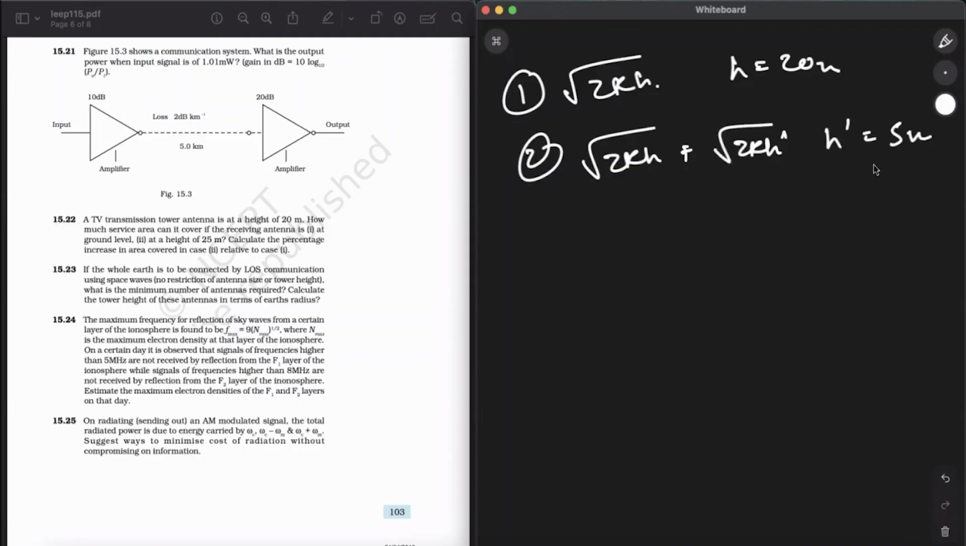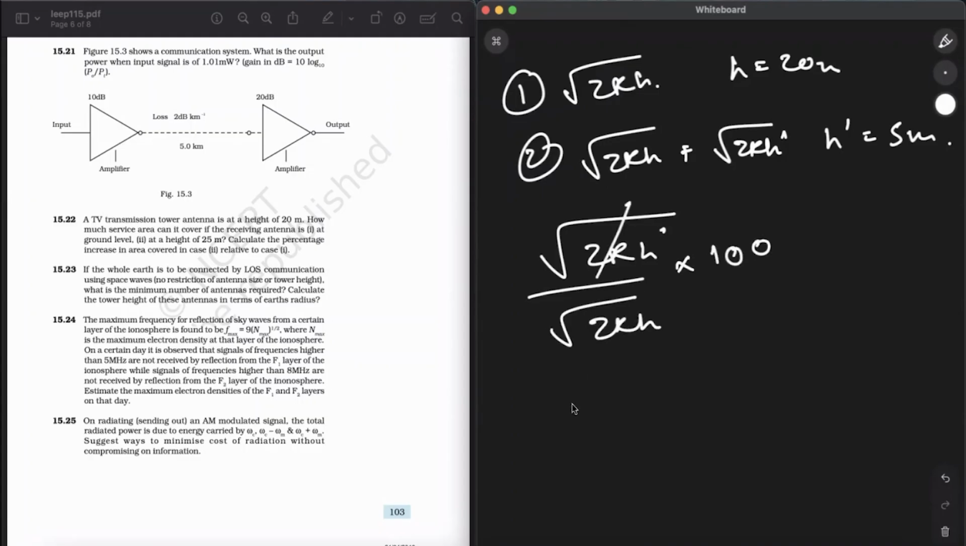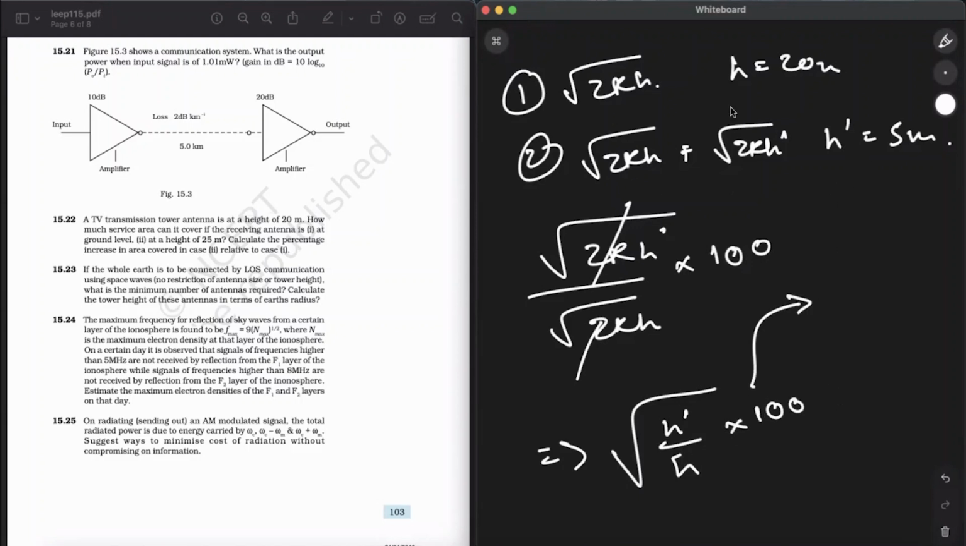Now, if you want to find the change in percentage, it will be root 2RH dash upon root 2RH multiplied by 100. 2R will cancel out. It will be whole under root of H dash upon H into 100. So I can write it as H dash is 5 and H is 20, so 1/4.